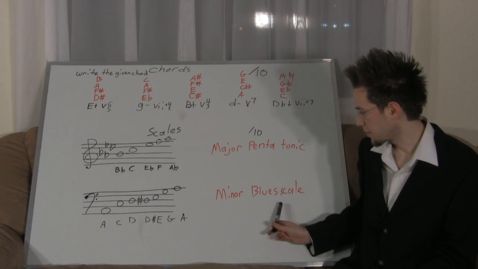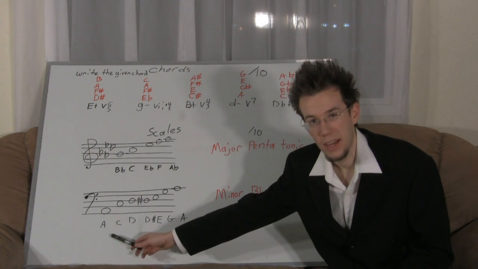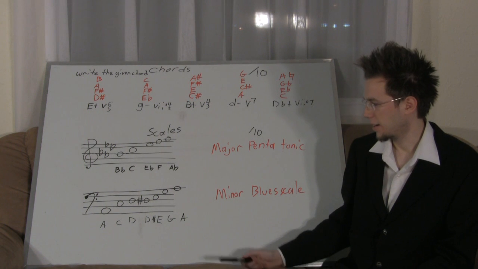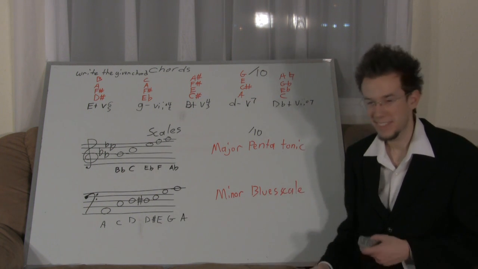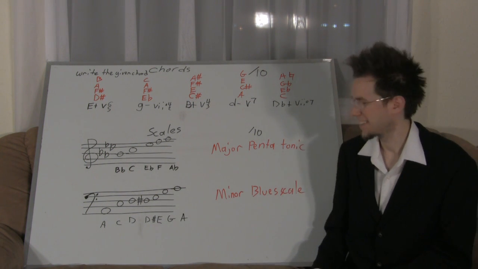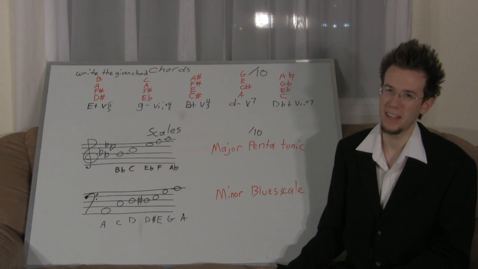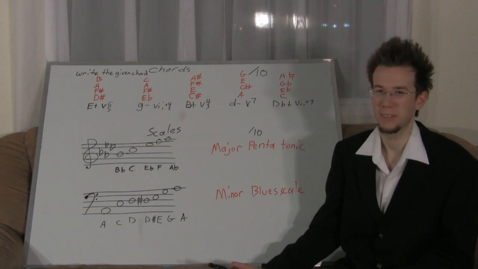Next up, we have the minor blues scale, and it starts on A. So it's just dun dun dun dun dun dun dun dun dun. That's why I had to add the A, because I was just like, man, you can't have a minor blues scale without that last one.